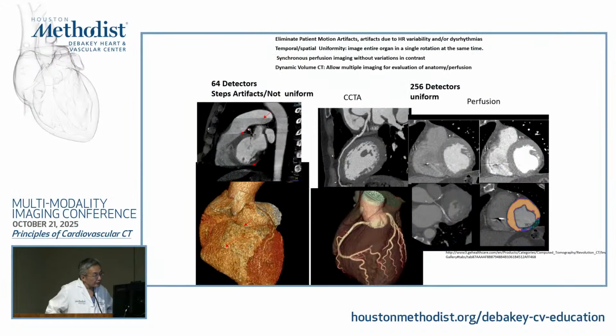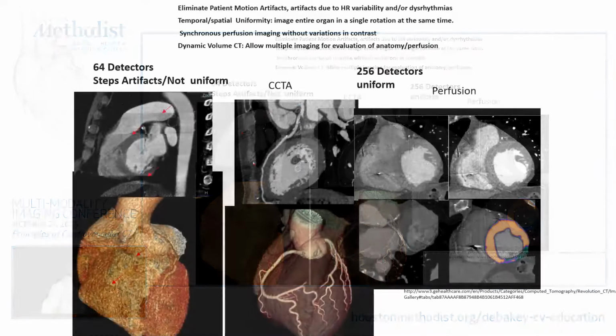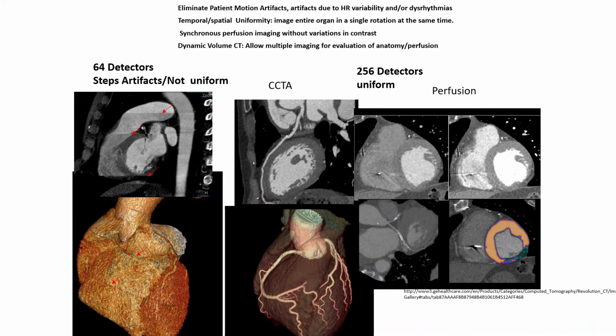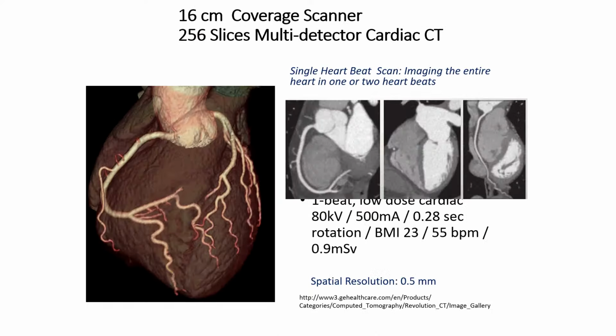All right. So we talked about this already. Again, just want to emphasize the difference in image with step artifact, because you do have to stitch. And you can see the contrast is not uniform. So here and here are not imaged at the same time, versus wide detector CT, everything is uniform, okay?